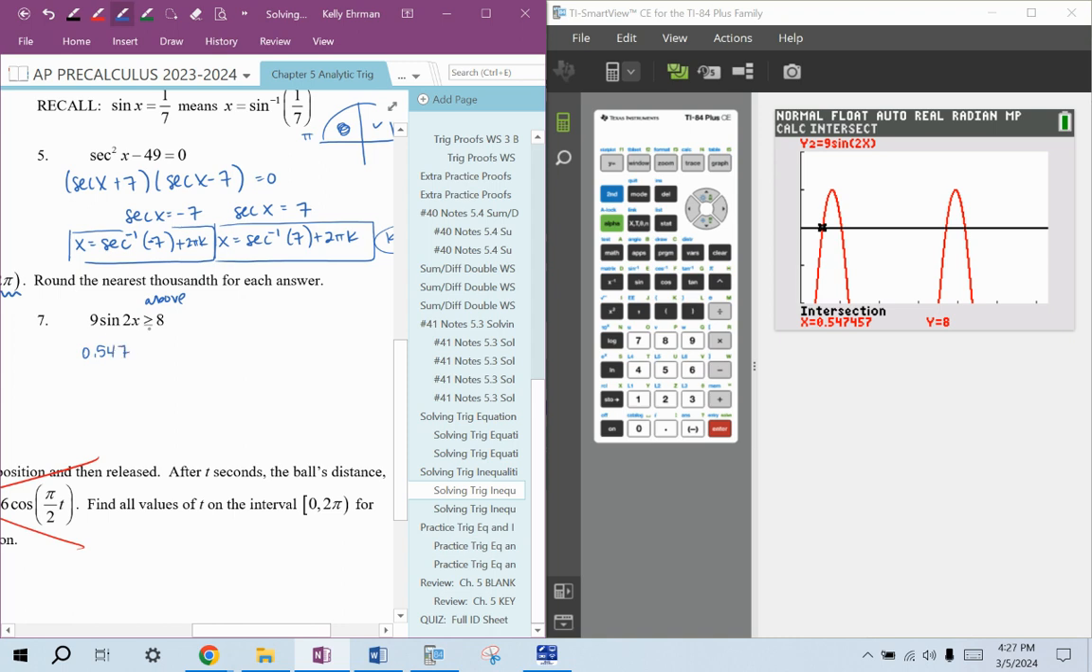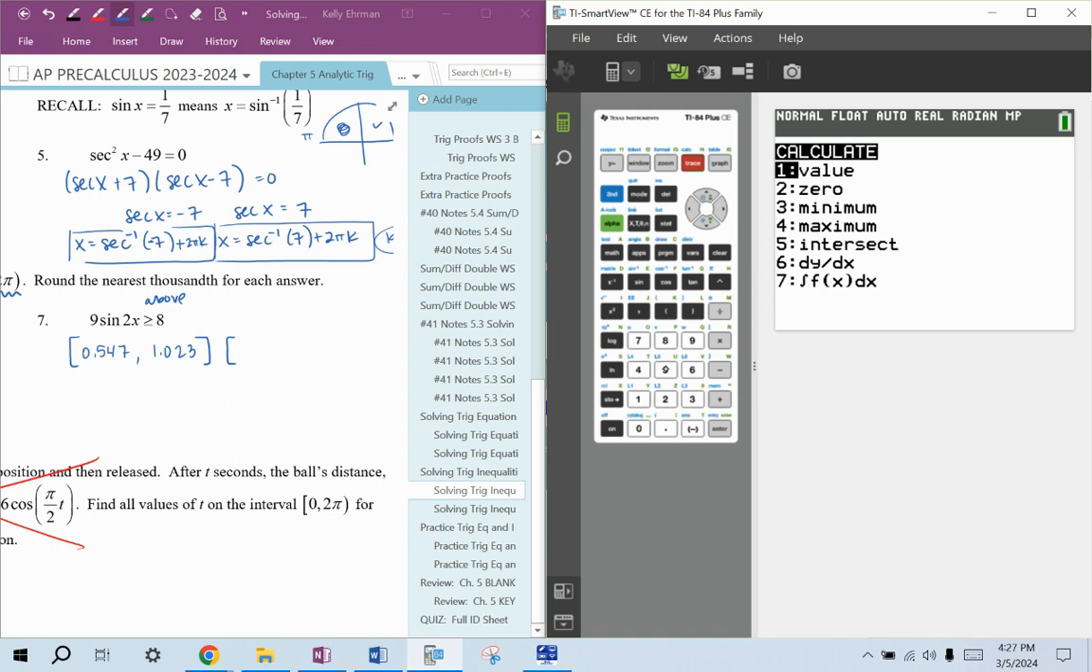Okay, so 0.547. We're going to include that since we're greater than or equal to, over to 1.023. So here's the first set of answers. Now the next set of answers should be, what did we say about period? We said with periodic functions, this point where the pattern repeats should be pi units away. So I should just be able to add 3.14, but let's just verify that.